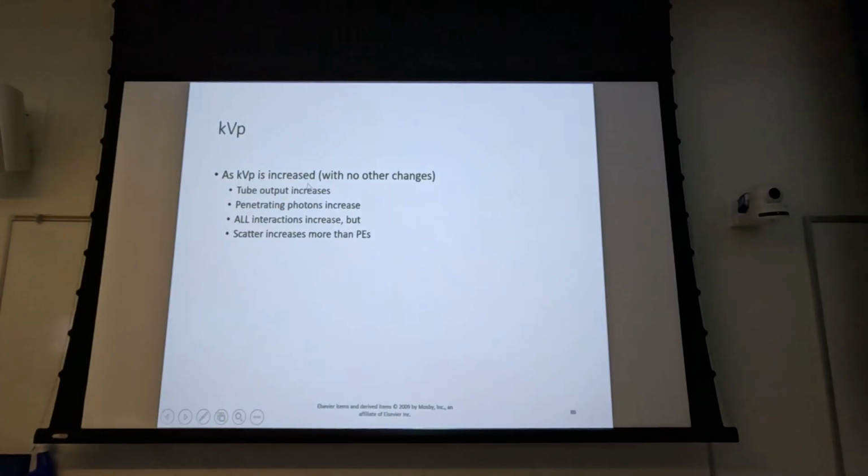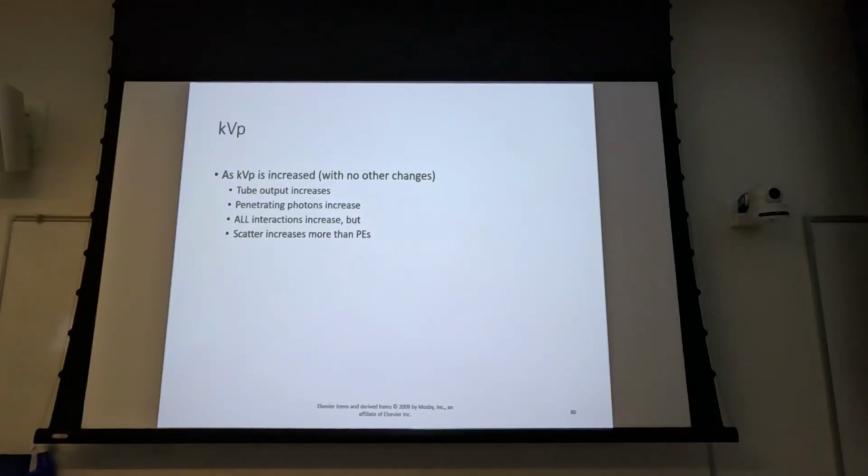So with KVP, as KVP increases, a lot of stuff is going to happen. KVP is our most significant imaging factor. So we get an increase in the output from the X-ray tube. This is a Bremsstrahlung spectrum all over again. We get an increase in penetration because we get more high energy X-ray photons. It determines whether or not we get a characteristic spectrum.